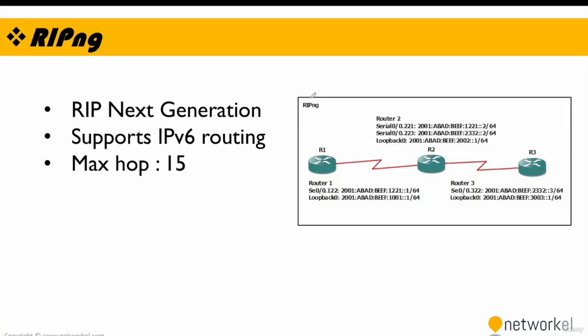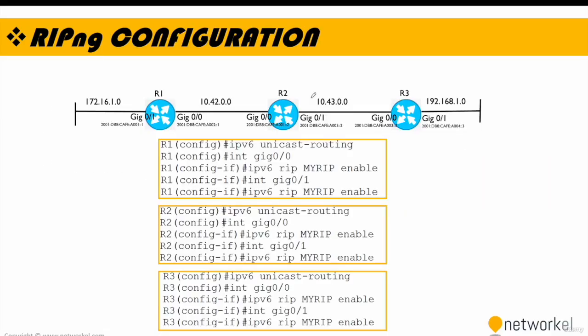And we have RIPng. That is an extension of RIP, guys. It is just for supporting IP version 6, and the maximum hop count is still 15. There's no change. And the configuration is again very basic, I would say. You just go ahead and enable IP version 6 unicast routing for each and every router you are seeing here. Then there is something different here.